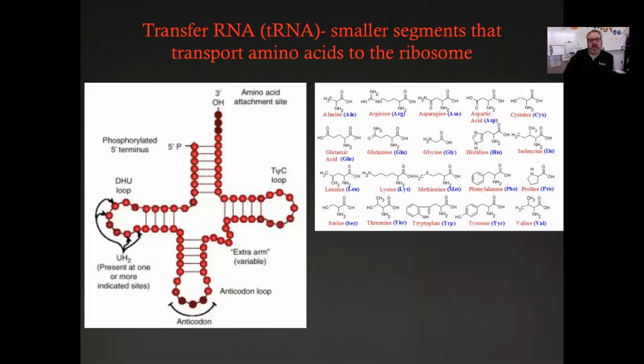Now, tRNA is a little bit different. tRNA makes smaller segments that transport different amino acids to the ribosome. We're going to learn more about these amino acids a little bit later on, but how these amino acids are put together in long chains determines the type of protein that something is going to be.